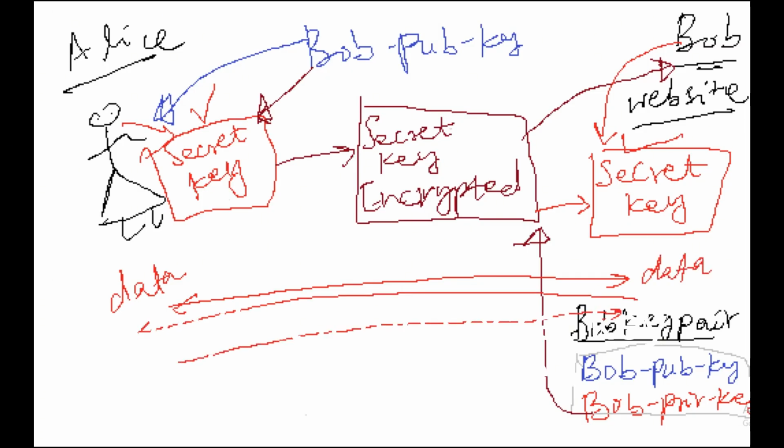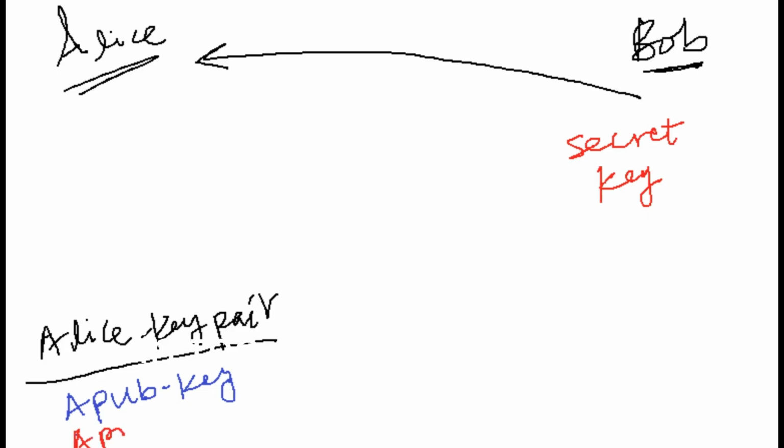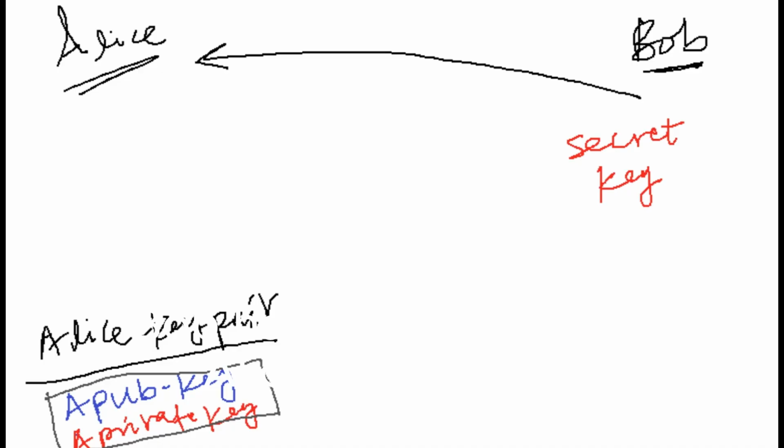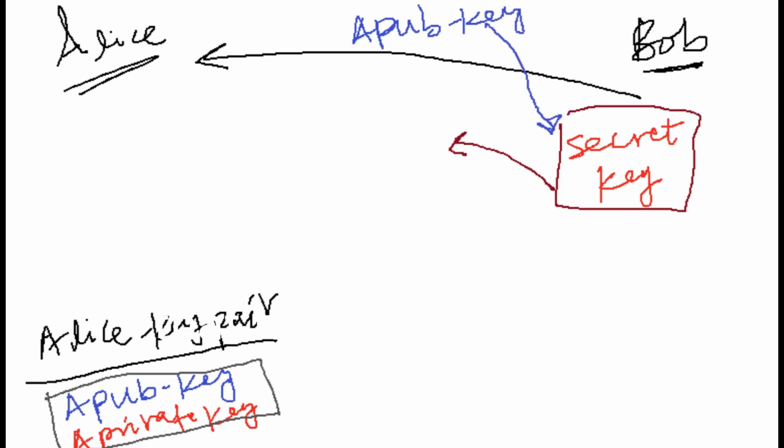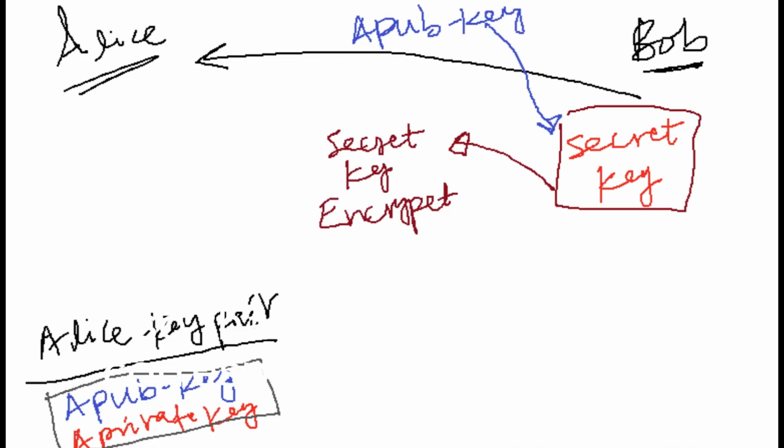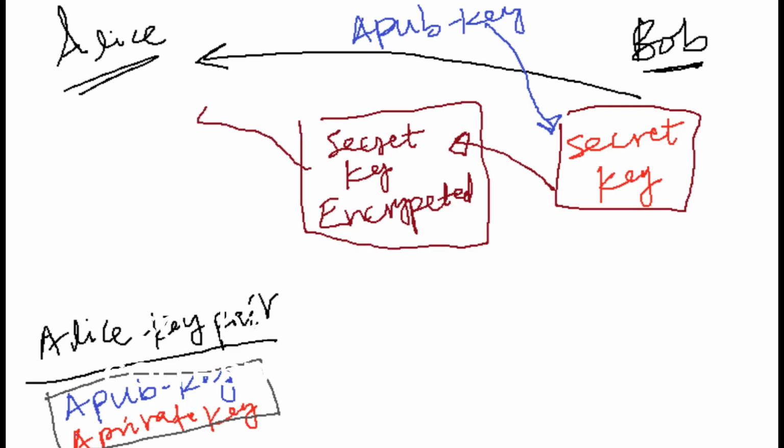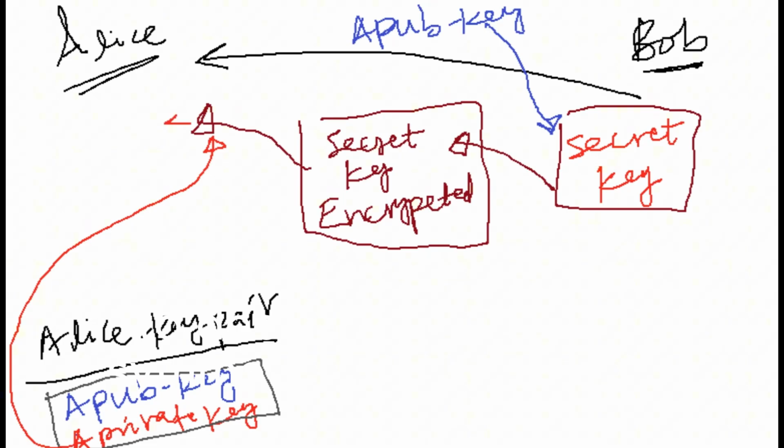Note that if the secret key had to be shared in the reverse direction, meaning from Bob to Alice, Bob has to first get Alice's public key to encrypt the symmetric key that he has randomly generated and send it to her, so that she will use her corresponding private key to decrypt and get the symmetric encryption key.